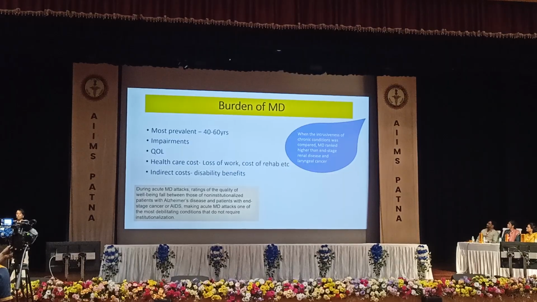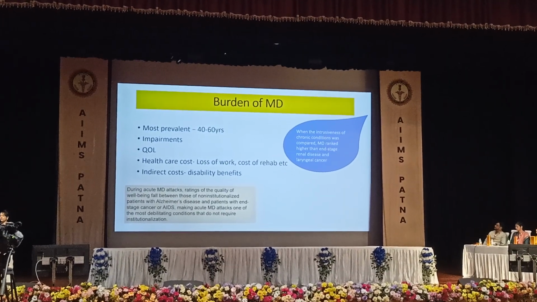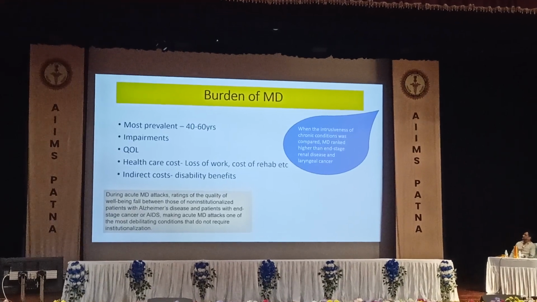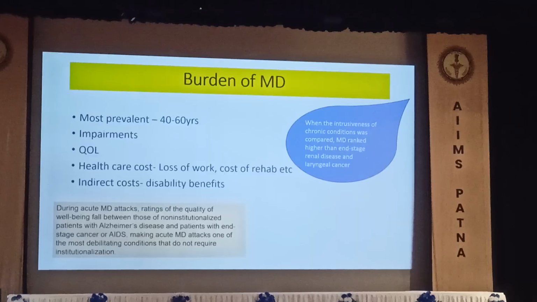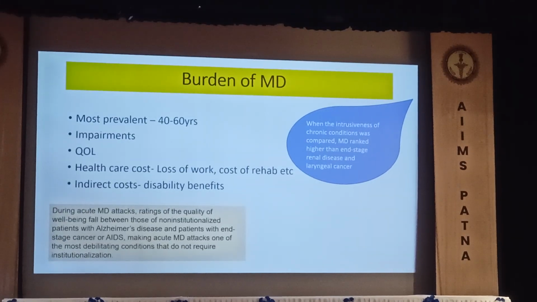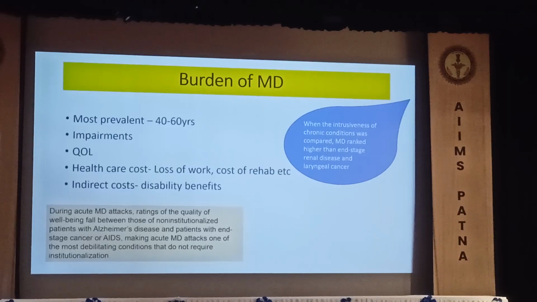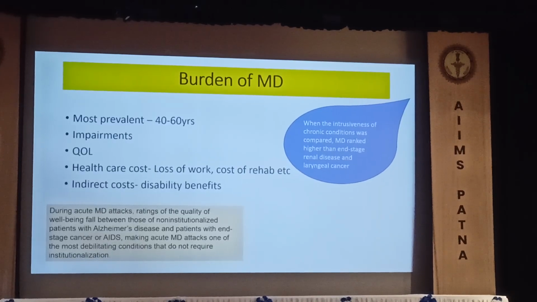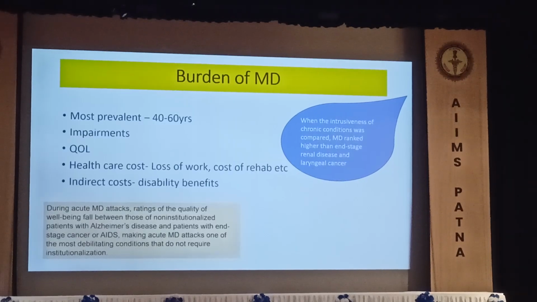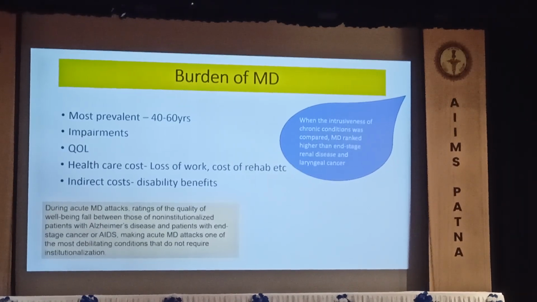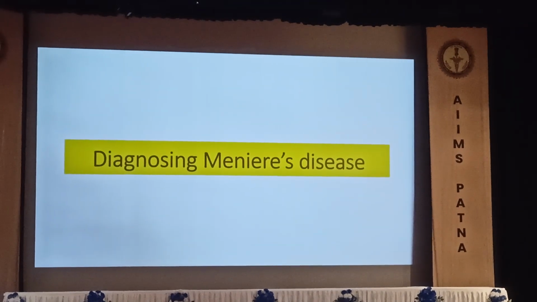The burden is very heavy. Why do we talk about that? Because there's a lot of physical impairment and quality of life issues. And can you believe that chronic Meniere's disease is treated as being as bad as, or perhaps worse than, end-stage renal disease or laryngeal cancer? Acute attacks can be as bad as Alzheimer's or even AIDS. So the burden is very heavy. So how do you diagnose Meniere's?